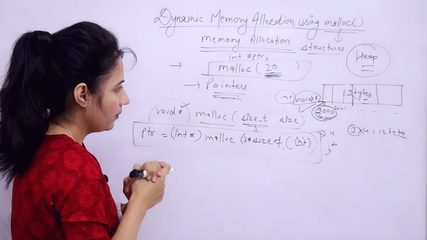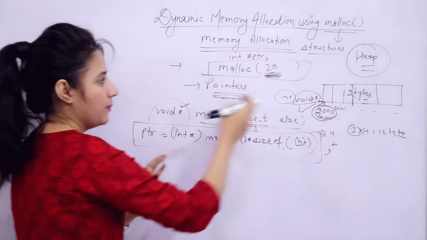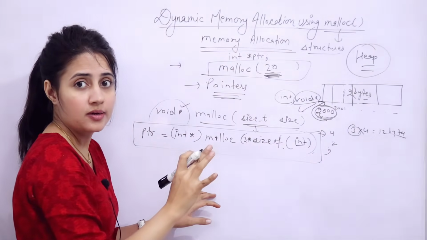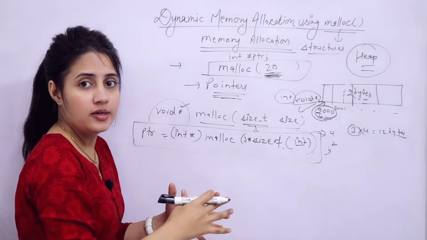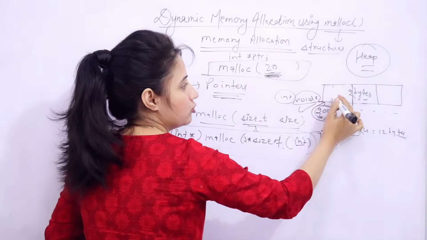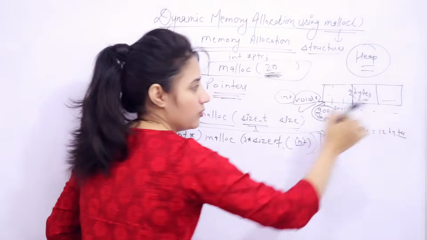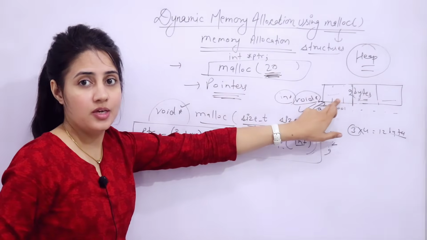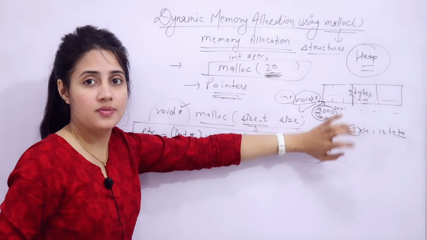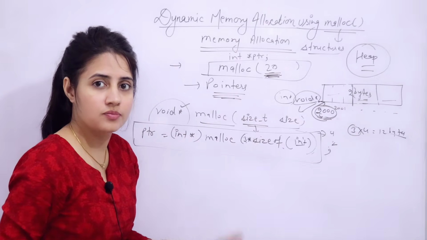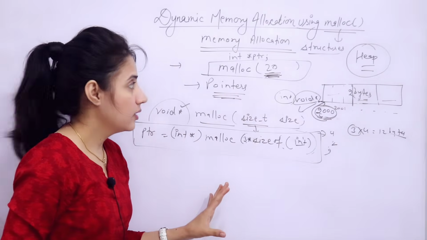And one more point about malloc is this: if you do not initialize these integers, these bytes, then by default they hold some garbage value. Here also we will have some garbage value, some garbage value, some garbage value. If you print these values without initializing them, it will give you some garbage value, maybe a negative value or any value.